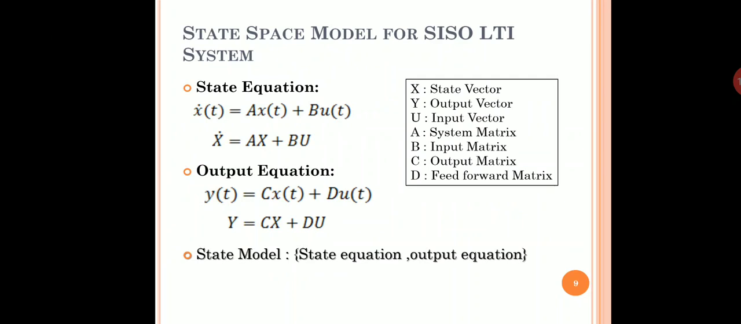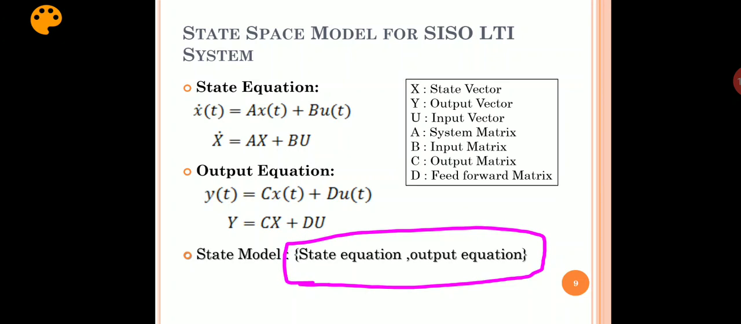Now let us define a state space model for a single input single output LTI system. The state equation and output equation together are called the state model. Now what is the state equation? The state equation is an equation expressed as x dot is equal to Ax plus Bu, where here are the definitions.